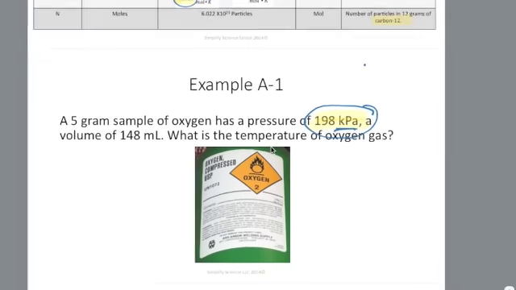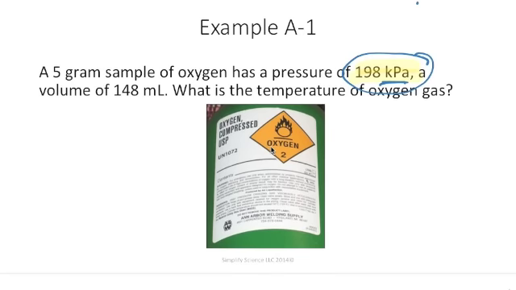So what we'll do is leave the pressure the same, and we'll write that down in our given. Remember, use the GUESS method. So our given is our pressure will equal 198 kPa. The other thing that we're going to have is we always have our ideal gas law constant. We just have to pick which one we're going to use. And since we have kPa, we use the R value of 8.31 as our ideal gas law constant.